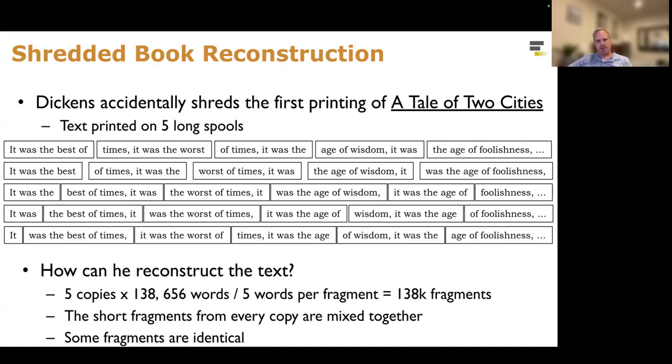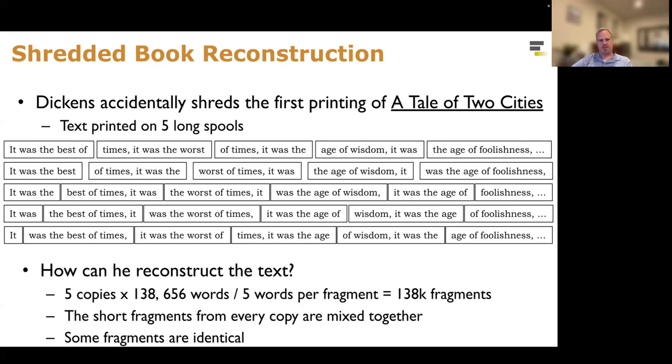So each copy of A Tale of Two Cities is about 140,000 words long. We have 5 copies, 5 words per fragment. We have about 140,000 fragments all jumbled together in this giant bag. They're all mixed together. We've lost track of which fragments come from the first page or the last page. We've lost track of the beginning of the sentence, the end of the sentence. All that locality information is completely lost.